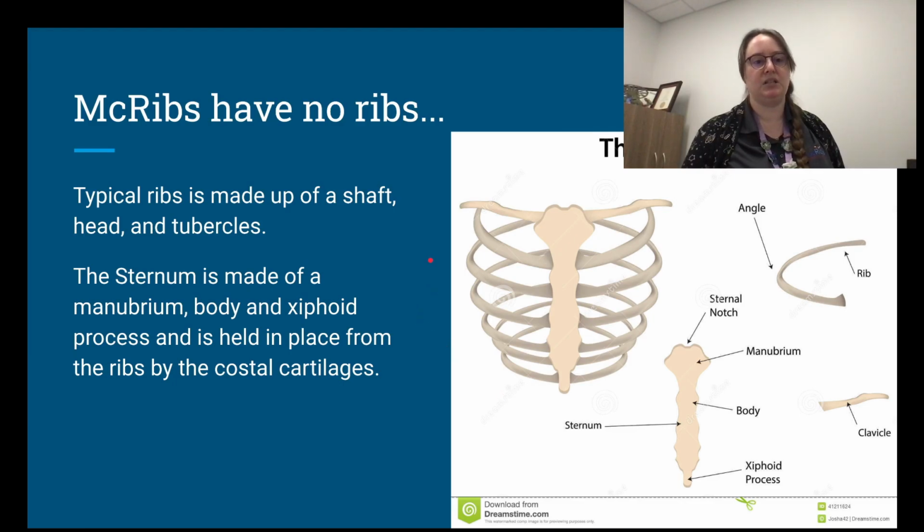Anyway, typical ribs, again, made up of a shaft, a head, and tubercles. So, sternum is made up of the manubrium, the body, and the xiphoid process. And it is held in place by the ribs and the costal cartilages. So there you go.